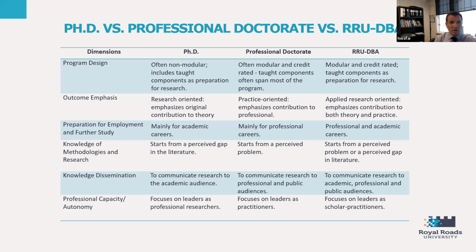So you need to really make the argument that your research applies to a context wider than the specific problem that you are researching. Preparation for employment: a PhD produces academics. I did a PhD. The best option for me was to work as a faculty member. That's what a PhD program prepares students for. With a professional doctorate, since you don't do research, you're less likely to be able to work in academia. The Royal Road DBA, since it's a hybrid degree, prepares you to work within academia and beyond.